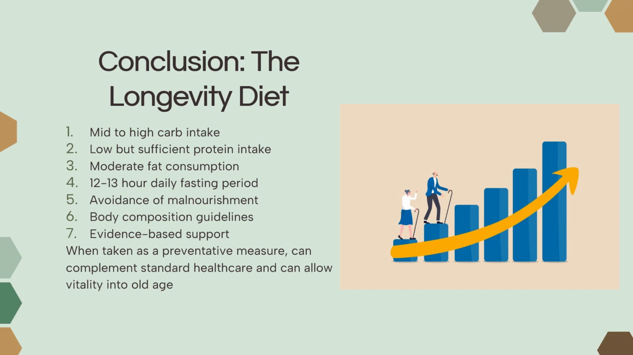Fifth, avoidance of malnourishment. Sixth, body composition guidelines, like guidelines from your doctor or just different ways to stay in shape physically. And seventh, you will have evidence-based support, which means that you will go to the doctor and they will say, hey, you've been doing a really good job and this is how we can improve you from here. When this diet is used as a preventative measure, it can complement standard healthcare really well and will allow you to live much longer.